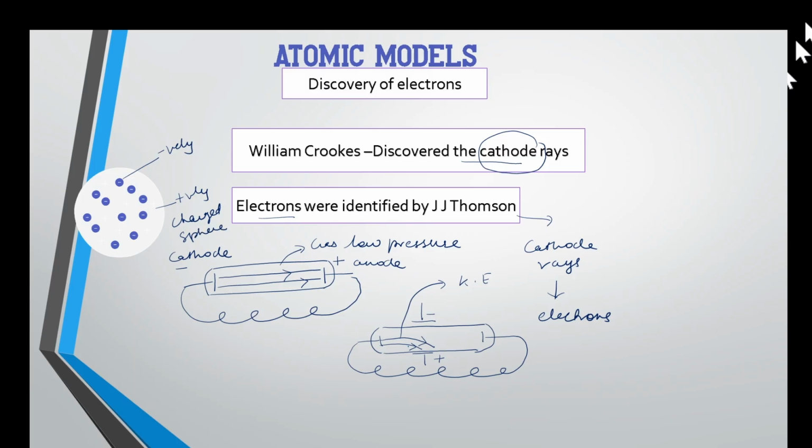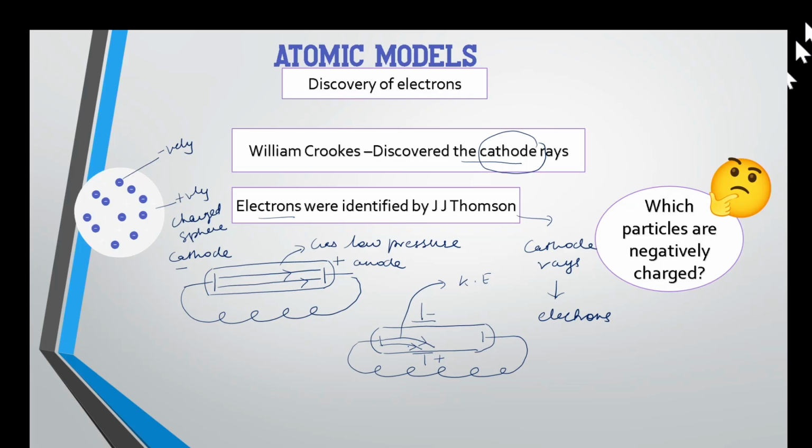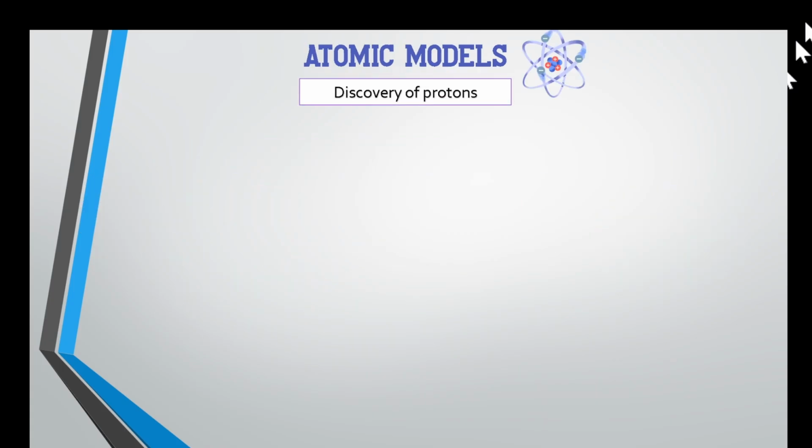Okay. So that was the important contribution of William Crookes and Thomson. Crookes discovered cathode rays, and J.J. Thomson, when he studied the characteristics of the cathode rays, drew the conclusion that cathode rays are nothing but negatively charged particles called electrons. So now if I ask you which particles are negatively charged, the answer is very simple. The negatively charged particles are the electrons. I hope you have understood.